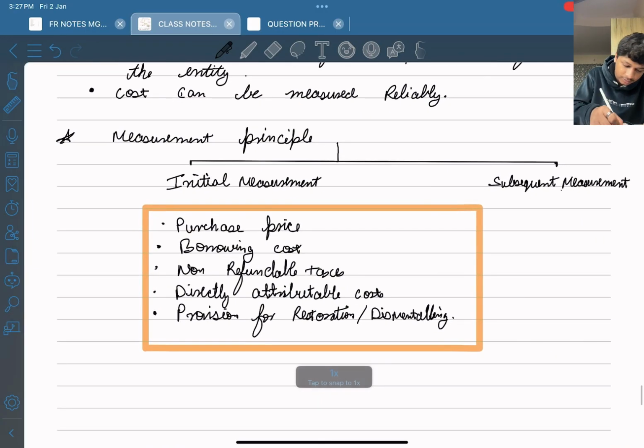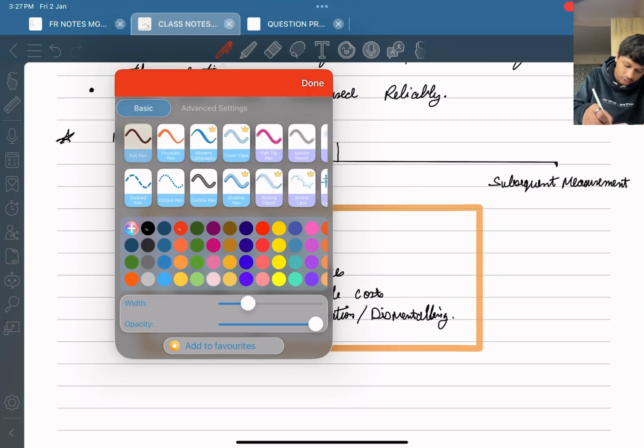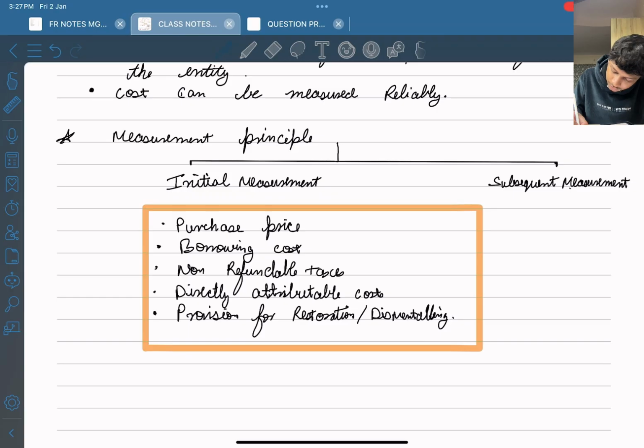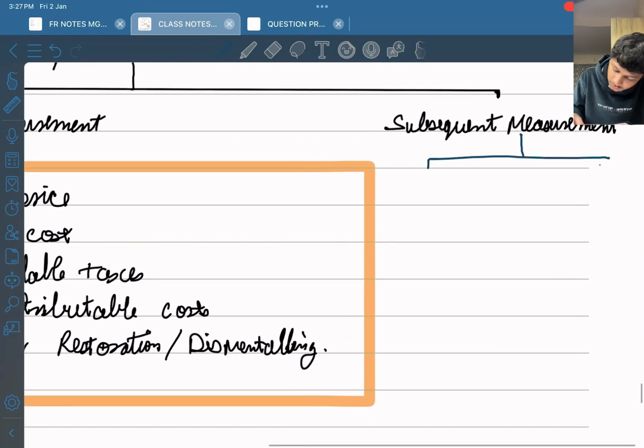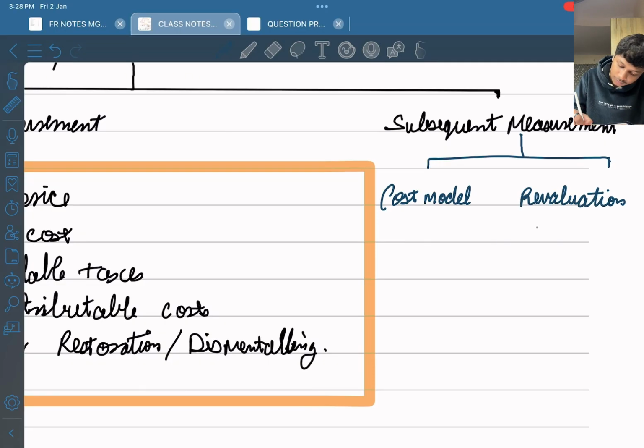And in the subsequent measurement, there are two models, right? We have to remember that there are two models in subsequent measurement. One is cost model and the other is revaluation model. Okay.